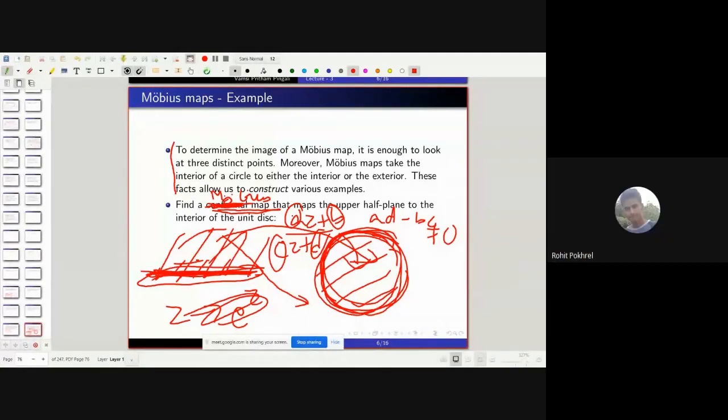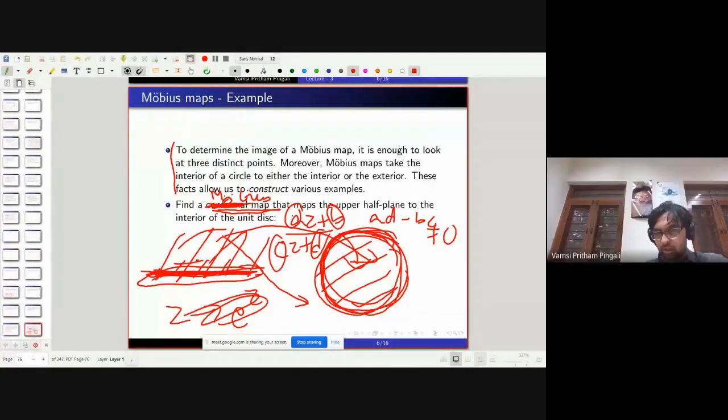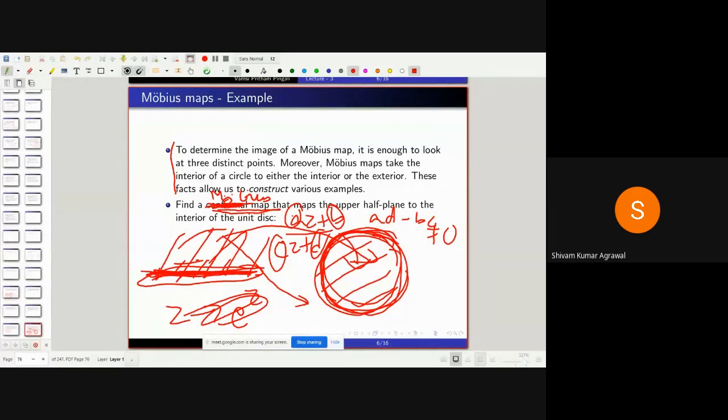Is the question clear? Hello, sir. Yeah. Sir, we can take 3 distinct points on the straight line and map them to 3 distinct points on the circle, sir. And there will be a unique Mobius map, sir.